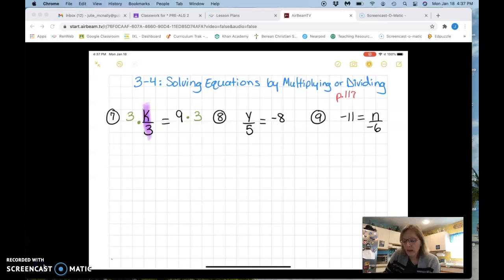Okay, so what's going to happen when I multiply this side, and remember I have that imaginary 1, is I'm going to end up with 3k over 3, which is going to equal 1. So these kind of cancel each other out, and you're just left with the k. And then 9 times 3 is 27.